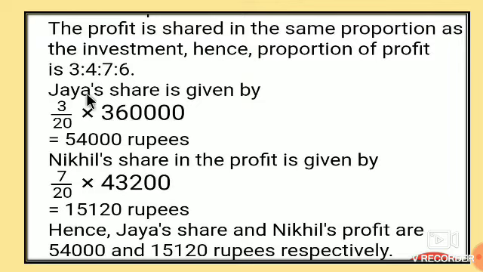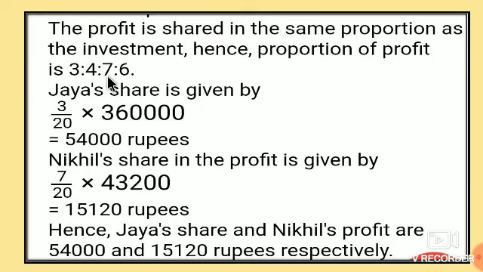3:4:7:6. So Jaya's share is given 3 parts only, and the total parts will be 3 plus 4 is 7, 7 plus 7 is 14, plus this 6 is 20. So total parts are 20 here. So Jaya's share will be 3 upon 20 multiplied by 3,60,000. This is the total investment. So 3 upon 20 multiplied by 3,60,000 is 54,000 rupees. So this is Jaya's investment.